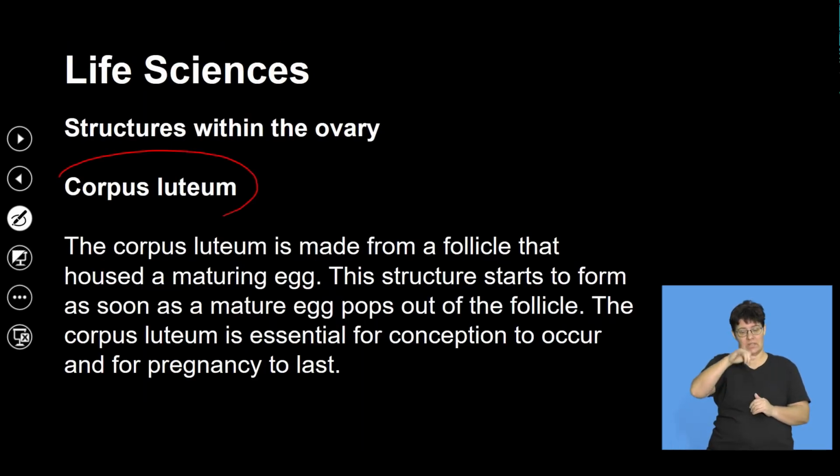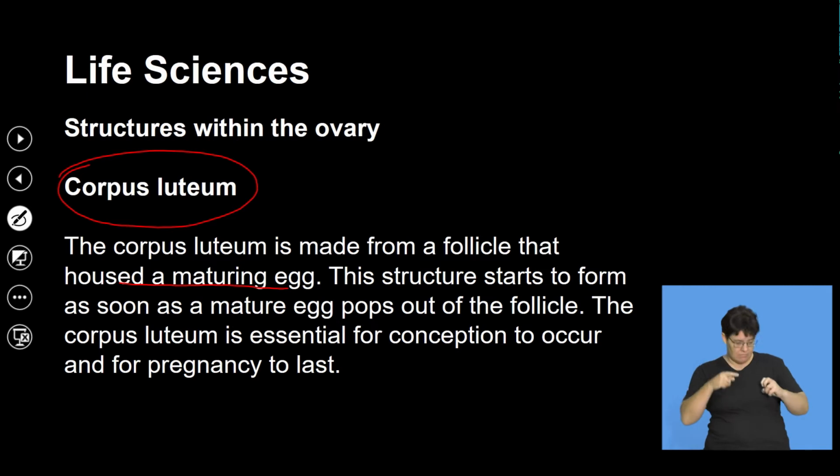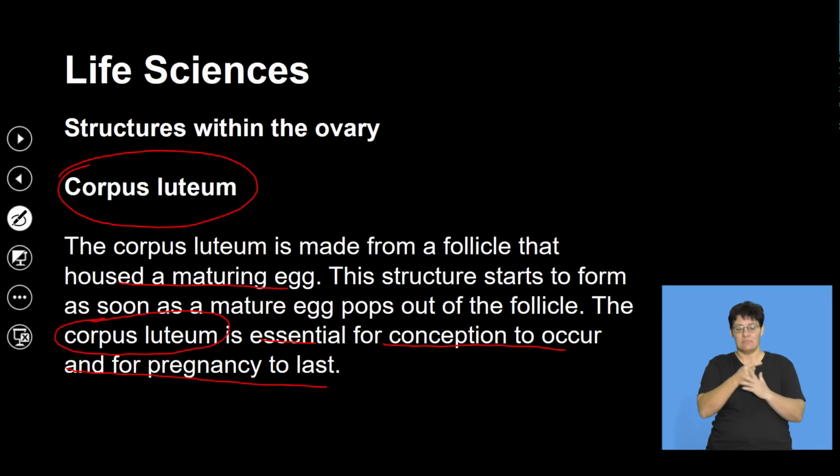The corpus luteum, as I mentioned, would be that structure which houses the mature egg, and once that egg has been released from the Graafian follicle, we find that what is left is the corpus luteum. And this is the structure that is essential for conception to occur and to maintain pregnancy, because it produces an important hormone called progesterone.